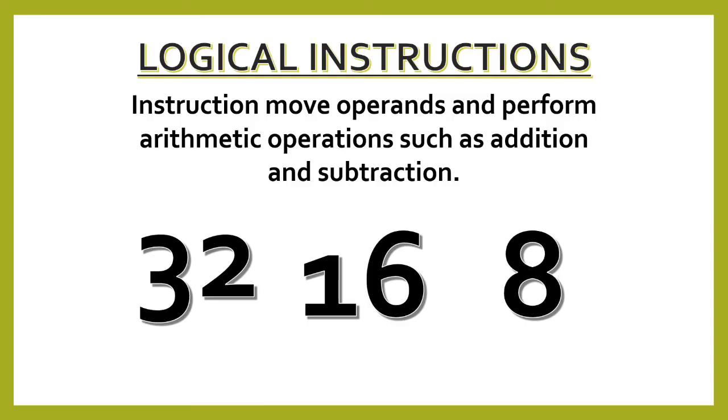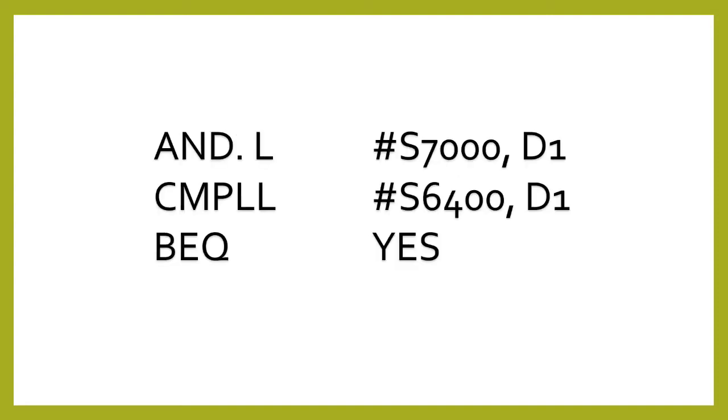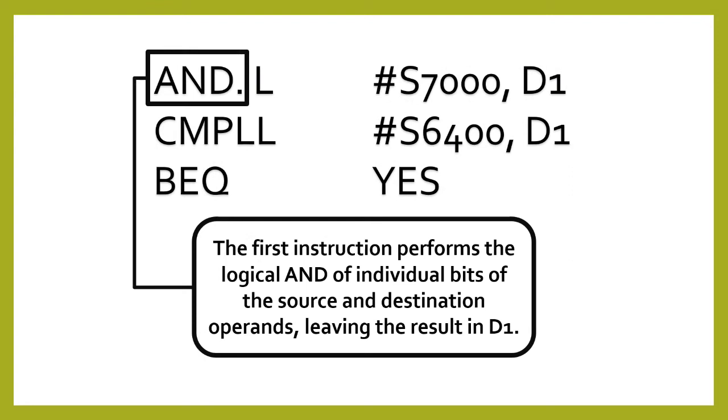Instructions move operands and perform arithmetic operations such as addition and subtraction. The operands involved in these instructions have a fixed length of 32, 16, or 8 bits. To illustrate the use of logical instructions, let us consider this example. Suppose that the register D1 contains some 32-bit binary pattern and we want to determine if the pattern in bit positions B18 through B14 is 11001. AND.L #$7C000,D1; CMP.L #$64000,D1; BEQ.